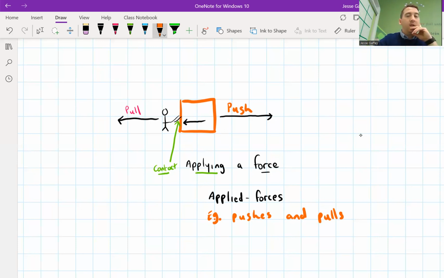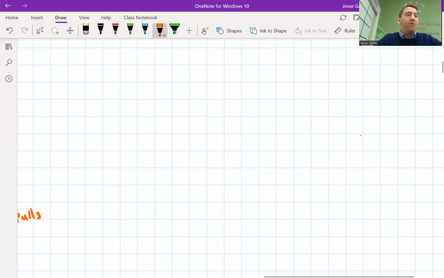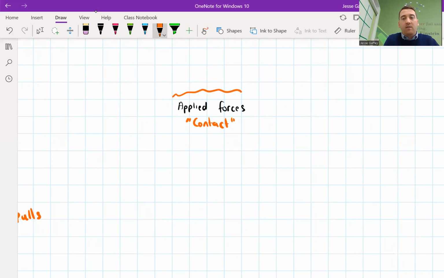Okay. So if we were to summarize then what applied forces are, we would say a key word here to do with these is that they need contact. They need contact. Okay, so we're going to take a look at a couple of different kinds of these now.